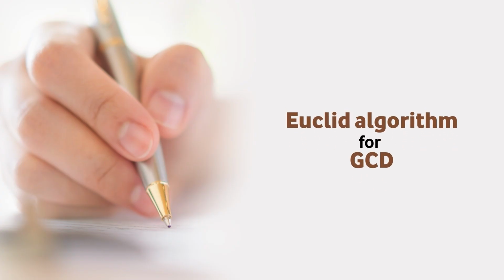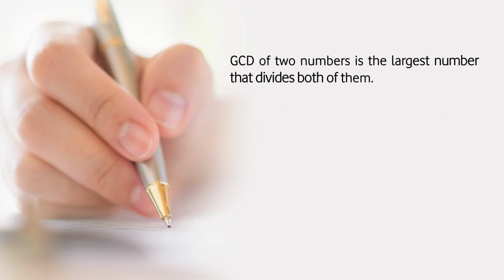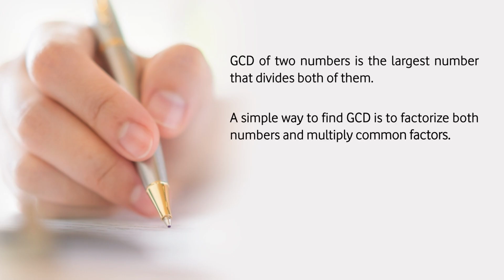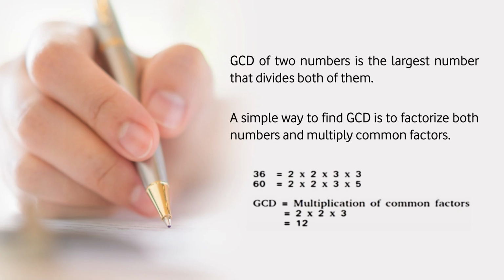What is the fundamental concept of the Euclid algorithm behind the GCD? The GCD of two numbers is the largest number, as you already saw in the previous three examples, that divides both of them. Here the GCD is 25, and 25 divides 25 and 150 also. So GCD means the number which divides both numbers. A simple way to find the GCD is to factor. This is another method: to find the GCD of 36 and 60, the factors of 36 are 2, 2, 3, 3, and the factors of 60 are 2 squared, 3 and 5. If we multiply the common factors, 2, 2 and 3, we get 12. So this is another method.